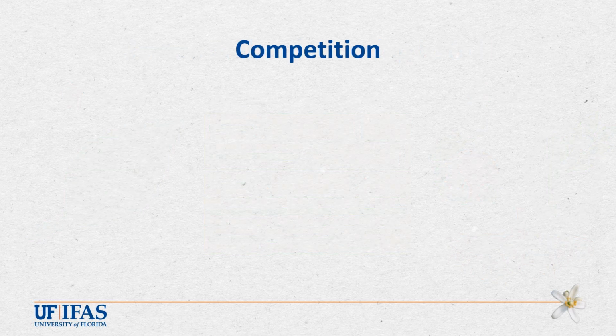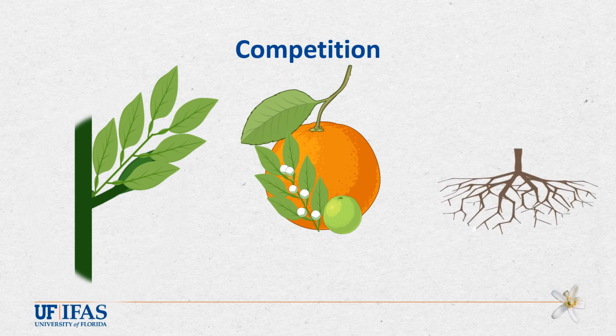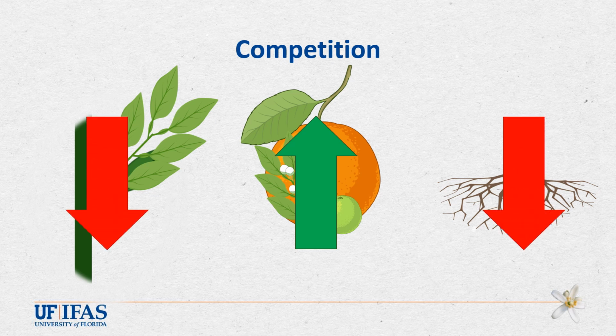Regardless of tree health, there's always competition between the sink organs for available carbohydrates. New vegetative flush, reproductive growth, and root growth will all compete for resources. One of these can only thrive at the expense of the other. For example, in order to prioritize flowering and fruit development, vegetative flush and root growth would have to decrease.